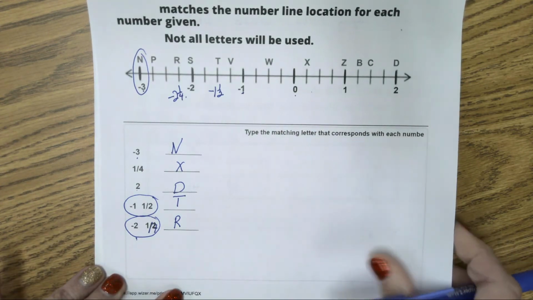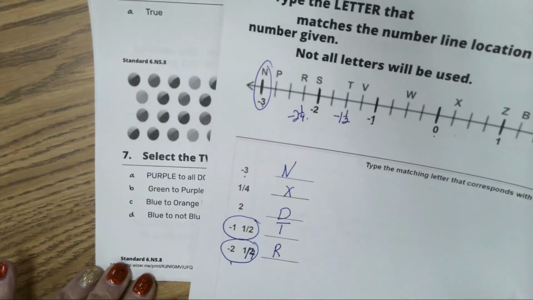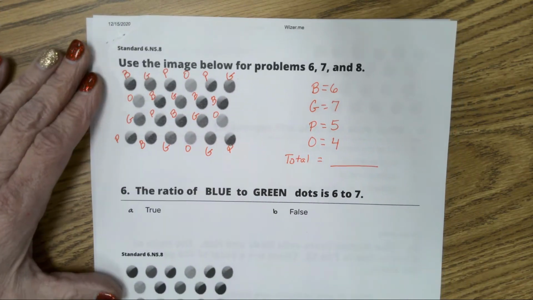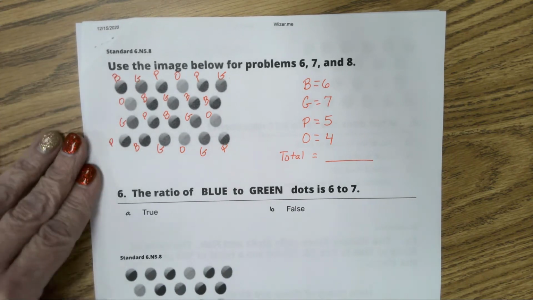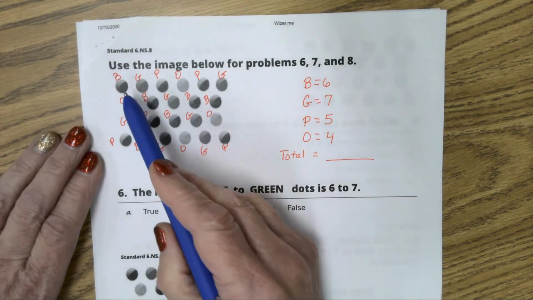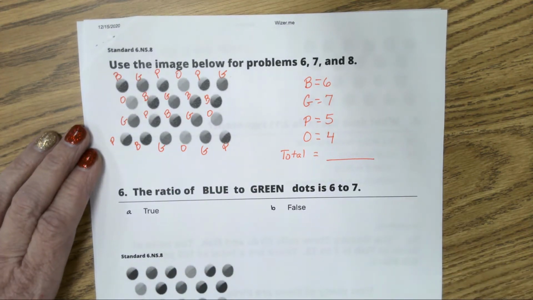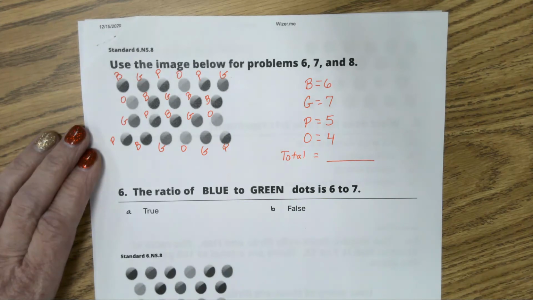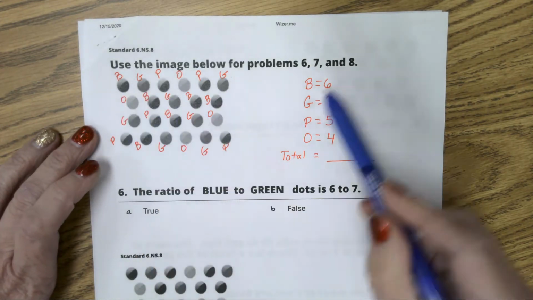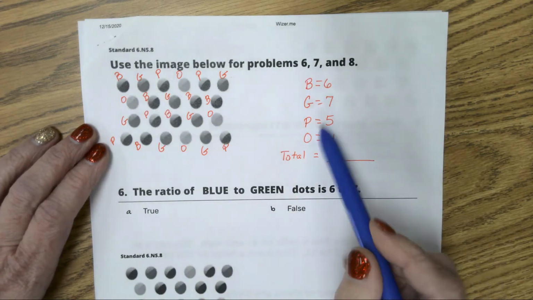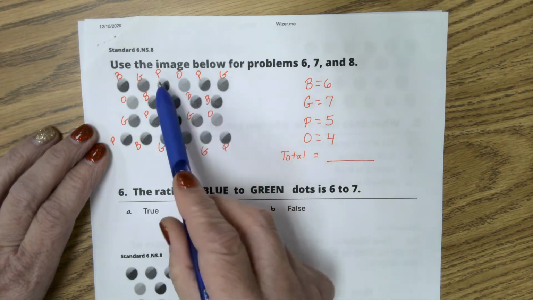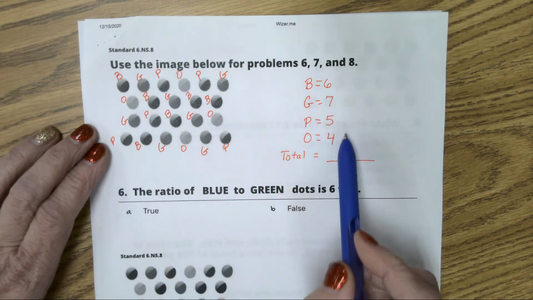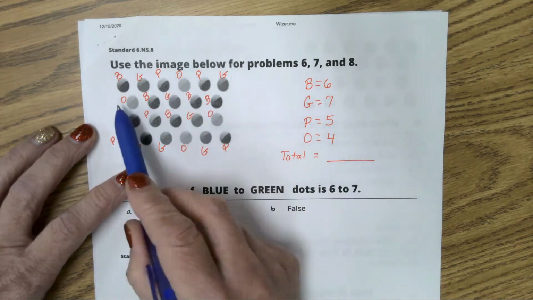All right, now let's go on to question number 6. In question number 6 and 7, you have a lot of different colored balls. On the Wiser Me assignment, you can see the colors, but here you can't. So I put B for blue, G for green, P for purple, and an O for orange. So I counted the B's. There are 6 blue balls, if you count them. There would be 7 green balls, 5 purple balls, and 4 orange balls. All right?